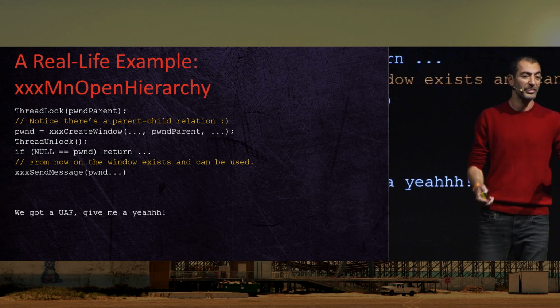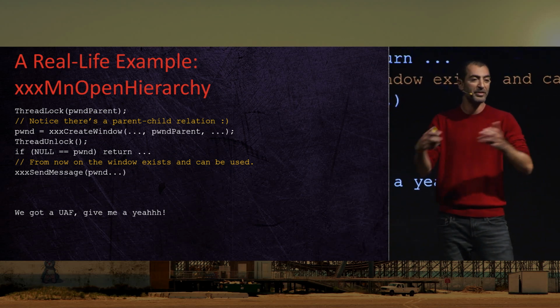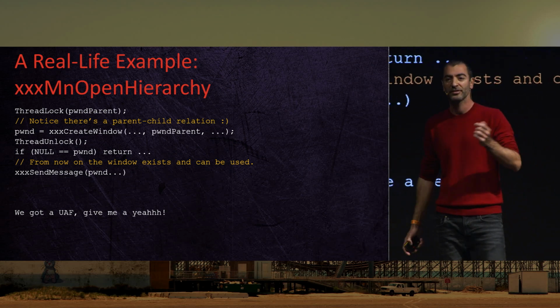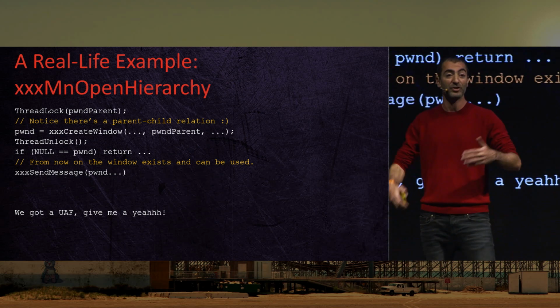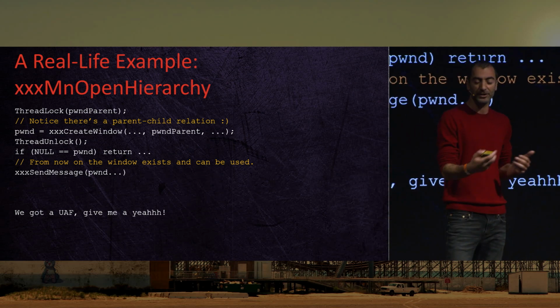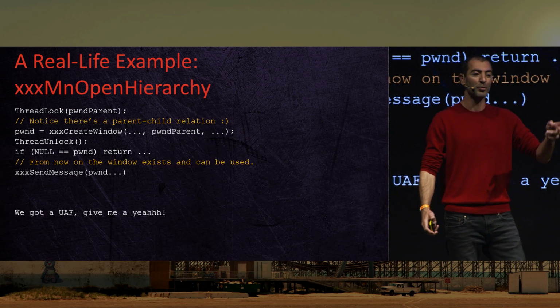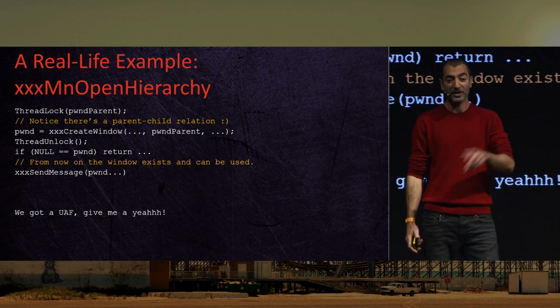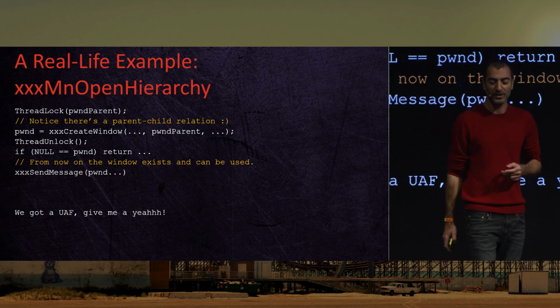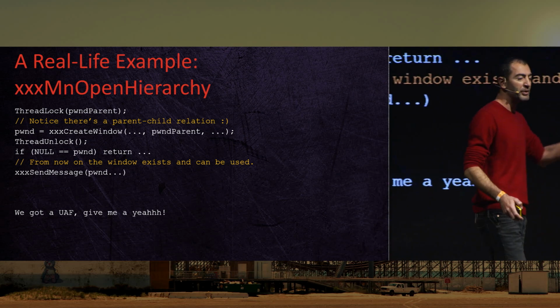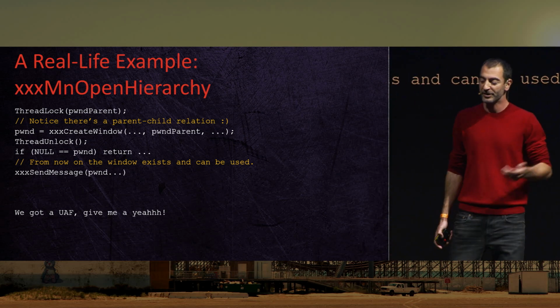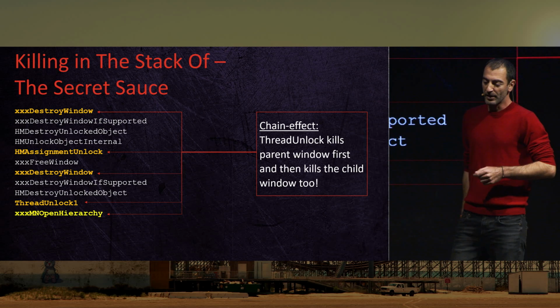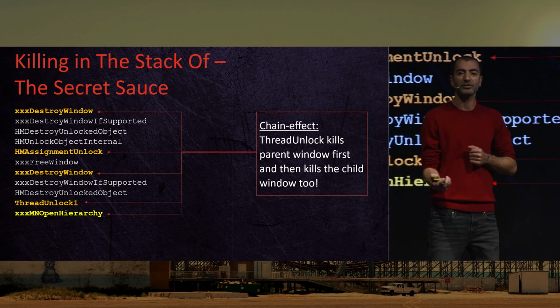xxx create window doesn't think anything is wrong. Everything there was all right, so it returns a valid pointer because it actually succeeded in creating a window. Thread unlock will take both of them down. The if statement is going to pass. And then xxx send message pwind is used after free. Very easy to explode.